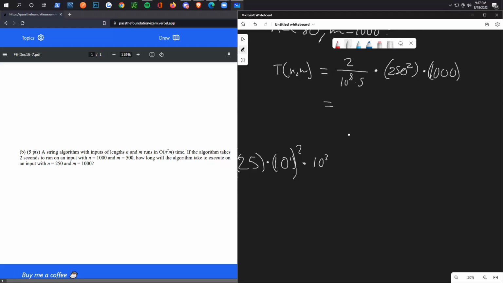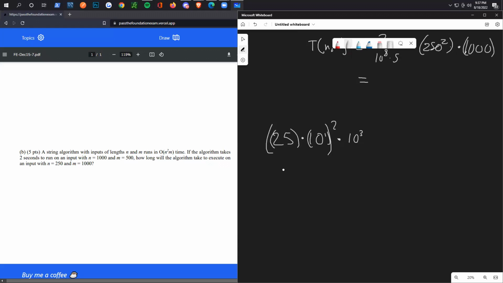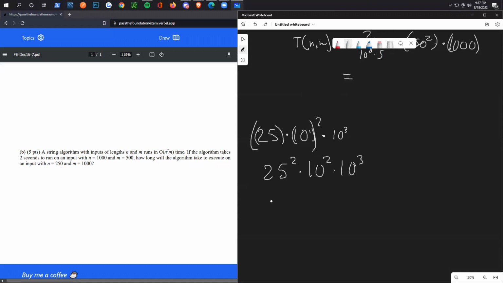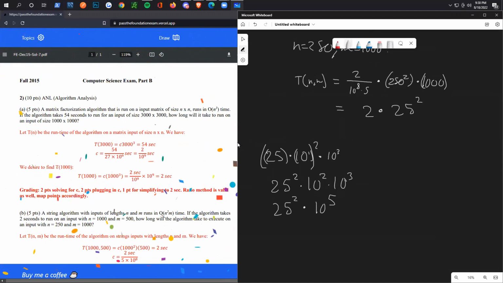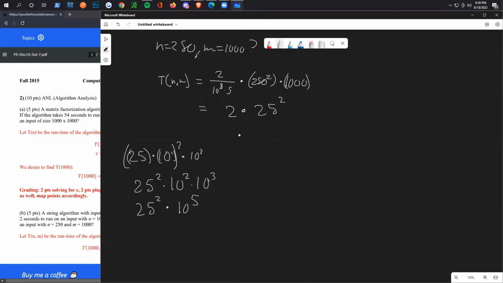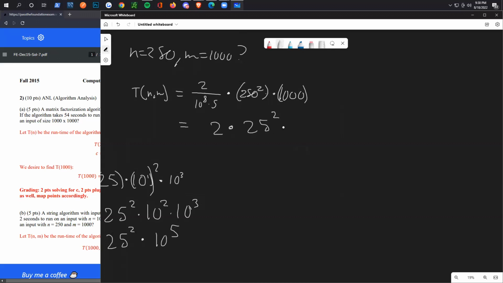So let's fix what we had. We're going to have 25 squared times 10 squared times 10 to the 3. So now we're set. Now we have everything correct, so let's keep going with this. 25 squared times 10 to the 6, or sorry, 10 to the 5. Now let's plug this back in. Time ran out, but let's keep going. To the 5, 10.